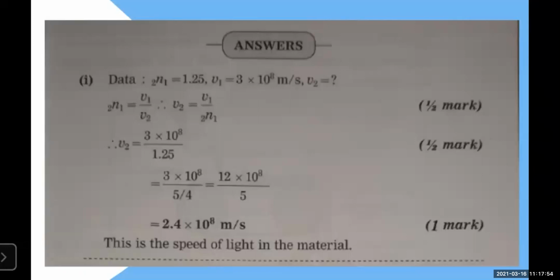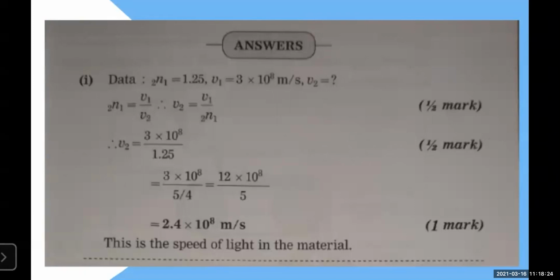Okay students, now in the next step you can see how 5 upon 4 has come. 1.25 means 5 upon 4, but many students will be confused about how it comes. So solve in your own way, no problem. The method should be correct. First of all, the formula should be correct. Second, the method should be correct, and your answer should be correct. And at the end, write down the correct unit.